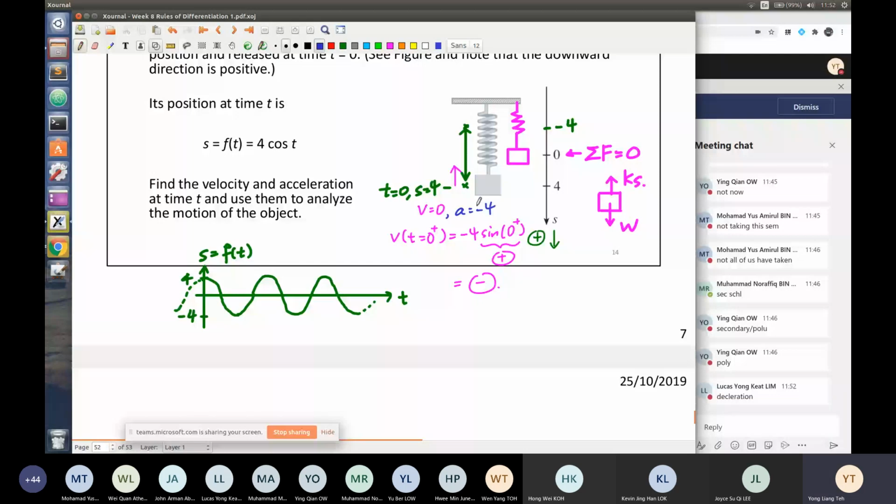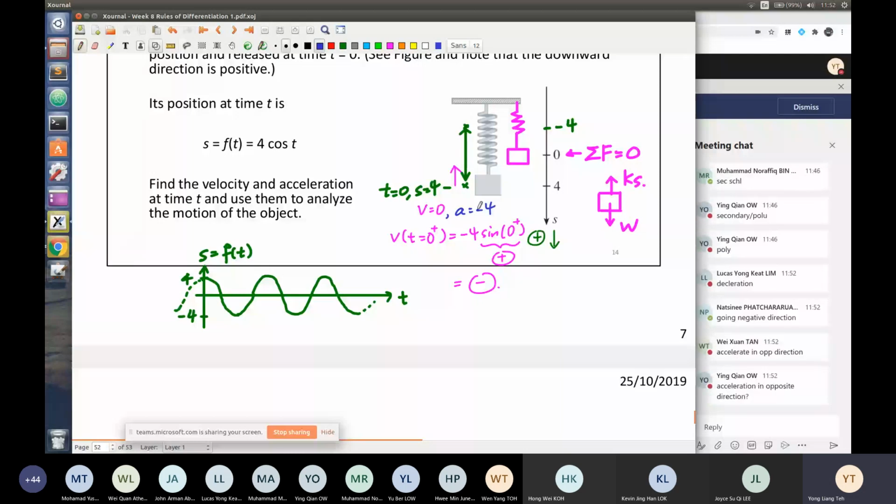It's actually deceleration in the positive direction. But in this case, it's better to understand it as acceleration in the negative direction. So you can imagine at t equals 0, a equals minus 4. What happens to this block is that it's trying to accelerate back at t equals 0. And this exactly corresponds to the understanding of summation F equals ma.